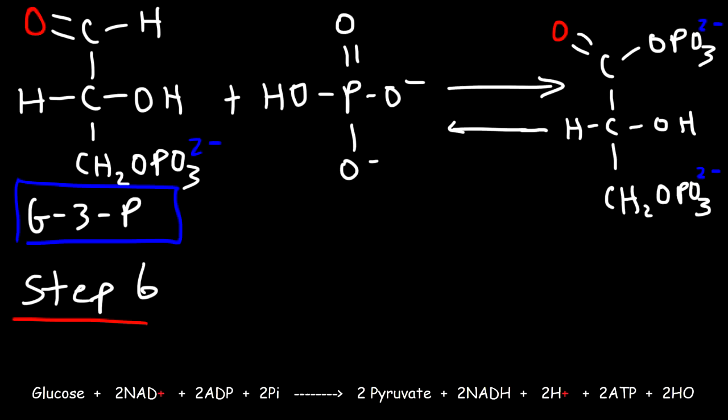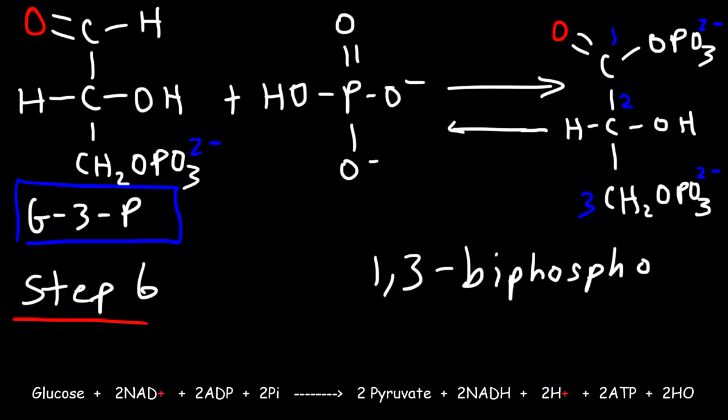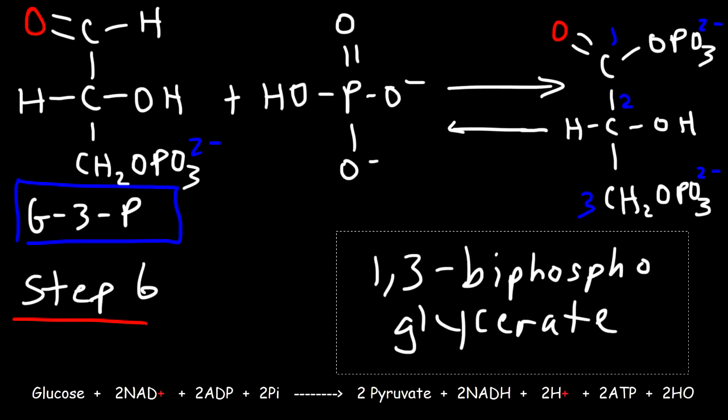Now we also have 2 phosphate groups attached to this molecule. We have a phosphate on carbon 1 and on carbon 3. So to put that all together, it's going to be called 1,3-biphosphoglycerate due to the carboxylate group that we have at the end. And bi means 2. So that's the name for the product.